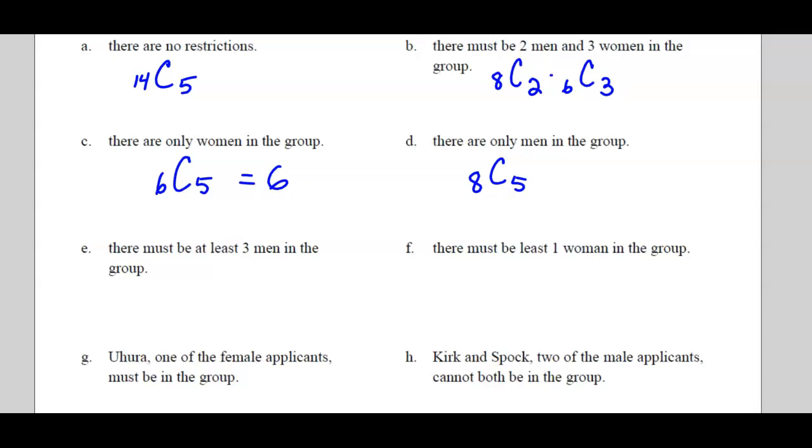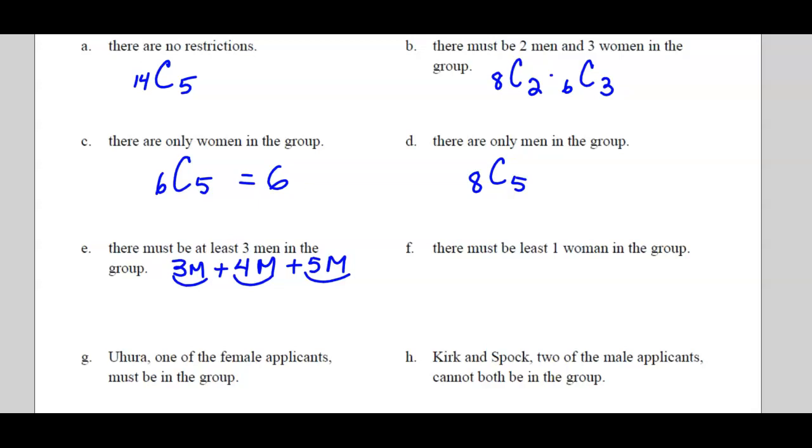Okay, so now there must be at least 3 men in the group. So there could be 3 men, there could be 4 men, there could be 5 men. This is where we're going to add those together. Because if it's at least, we start out with our group of 14, okay? And we're going to find the number of groupings that have exactly 3 men. Say it's 7. Then we're going to figure out how many groupings with 4 men. Say it's 10 of them. On the total now, we add those 2 together.